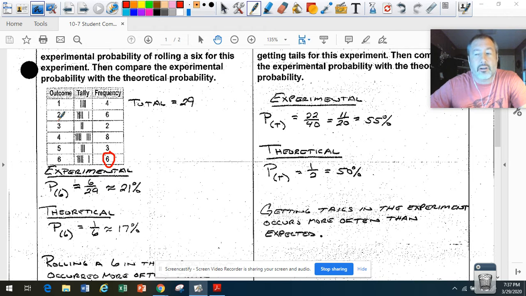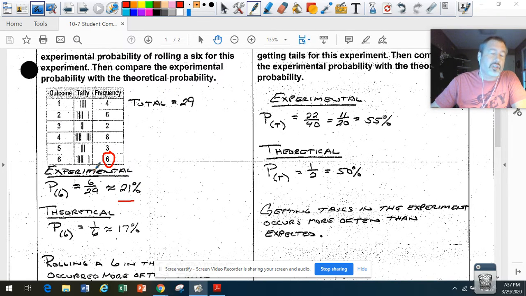Now, you're going to use your calculator. You're going to divide that. So if I did my 6 divided by 29, I'm going to get 0.20689. Well, let's round it to the nearest percent. So I would round that to 0.21, which is 21%. So it should be approximately 21% there. So that's how we get our approximate 21%.